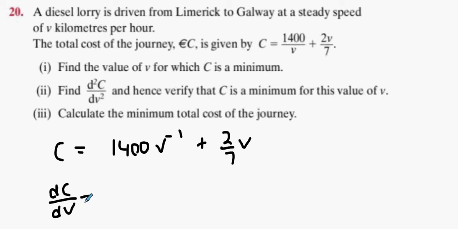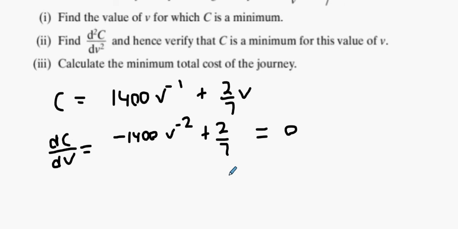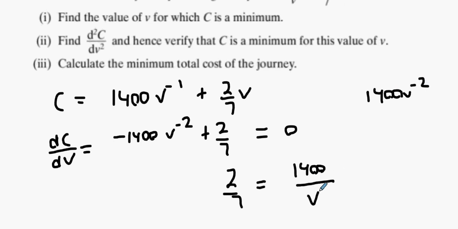Go and differentiate that. Minus 1 to the front. And then differentiate the v, what happens? Plus 2/7. When it is a minimum, the slope is 0, so equals 0, right? And now what we're going to get is 2/7 equals 1,400 v to the minus 2. v squared on its own is going to be 7 times 1,400 divided by 2. I believe that to be 4,900.